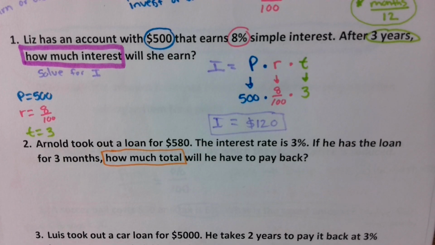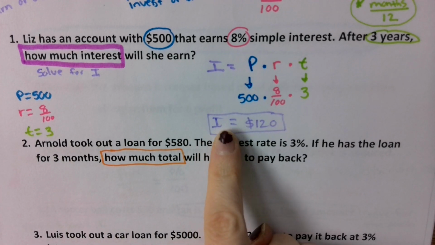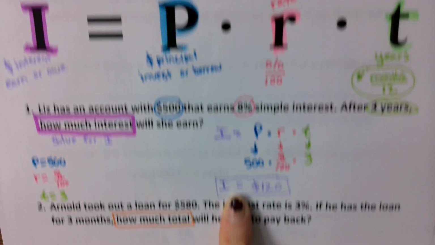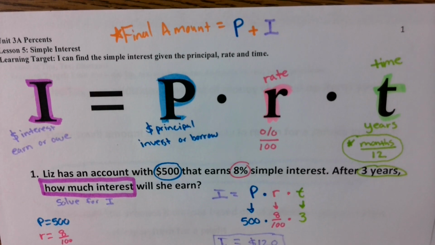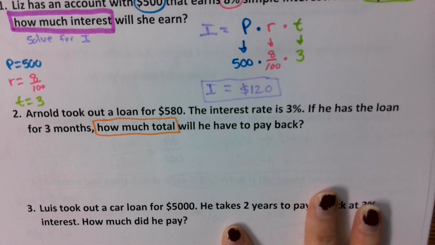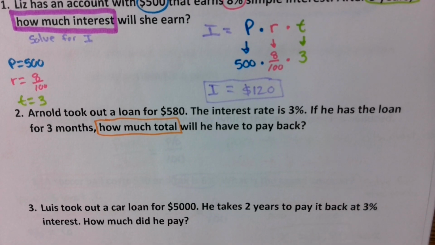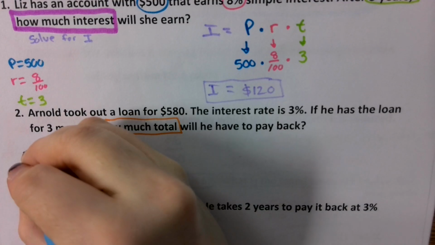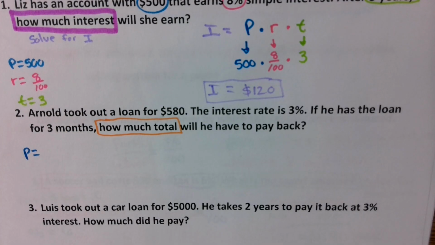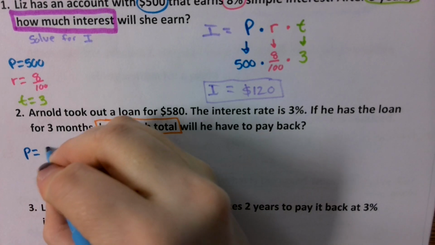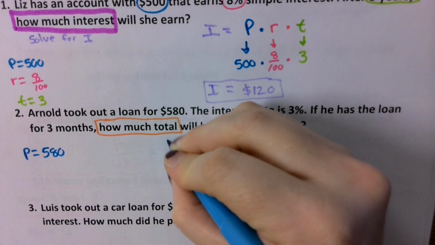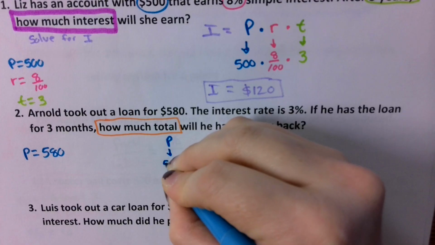So that means once we find I, we then add it with what? When we're trying to find a total, we take I and add it with principal. Once you take the I, you add it to the principal. So the principal in this case is the money you borrowed. What money did we borrow? 580. So for P, we're going to put 580.